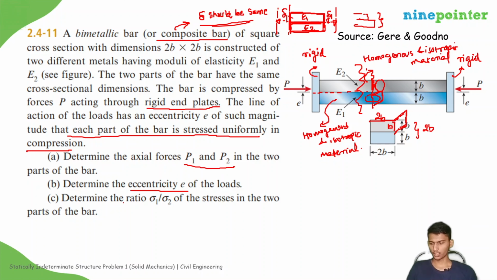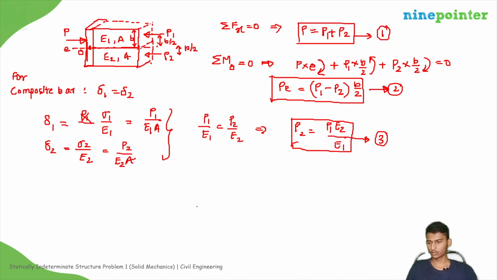So see, we need to find the eccentricity E of the loads and determine the axial forces P1 and P2 in the two parts of the bar. Determine the ratio sigma 1 to sigma 2 of the stresses in the two parts of the bar. See, let us solve part C. What is sigma 1 by sigma 2, right? That is P1 by P2. Okay. So we need to calculate P1 and P2 first.